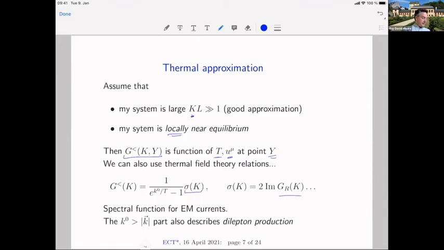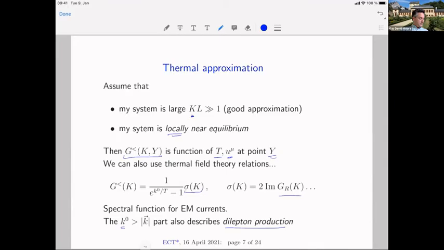If the energy equals the momentum, that is telling you about the production of real photons. And if the energy exceeds the momentum, it's also physically useful because it's telling you about the production of dileptons, which are produced in smaller numbers but have a much smaller background. And so they're also very interesting.